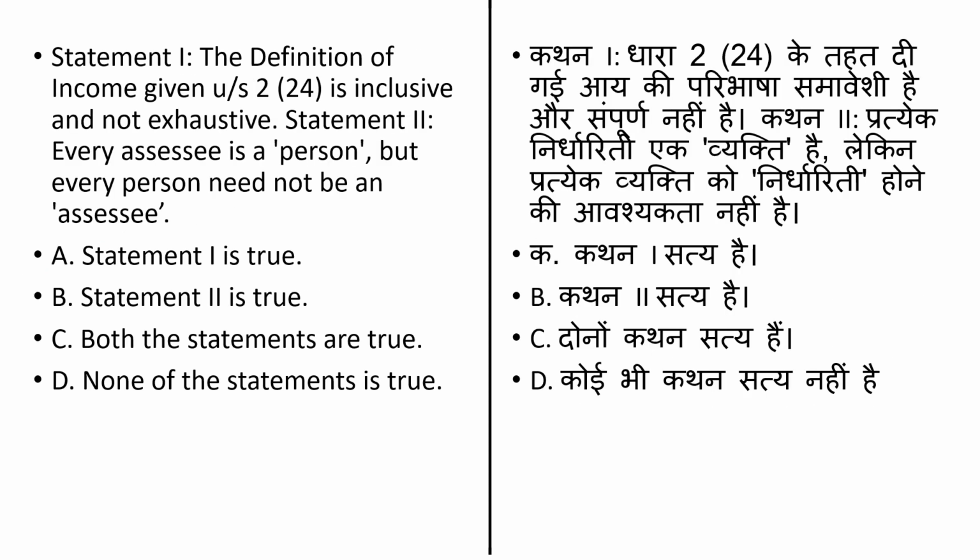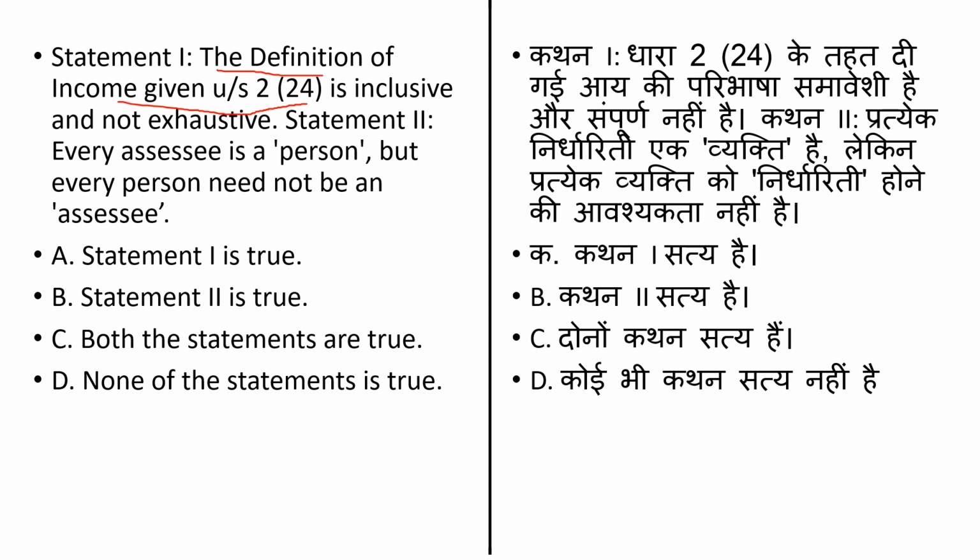In this question, two statements are given. The first statement is: the definition of income given under section 2 clause 24 is inclusive and not exhaustive. And statement 2 is: every assessee is a person, but every person need not be an assessee.